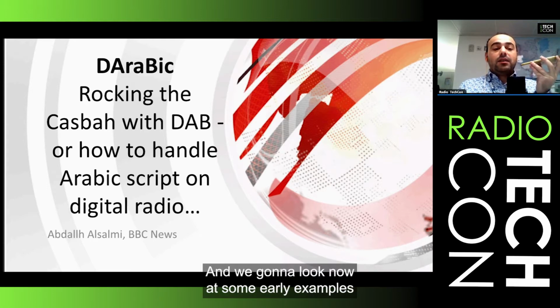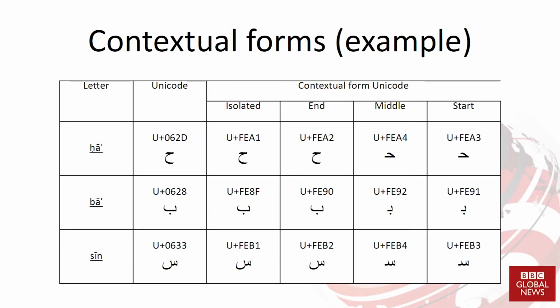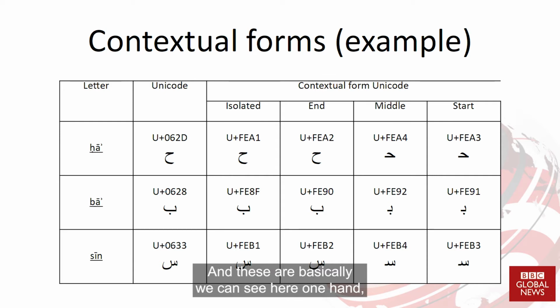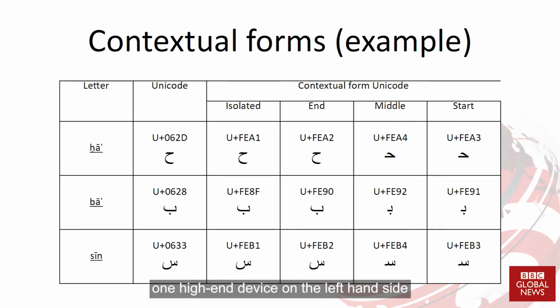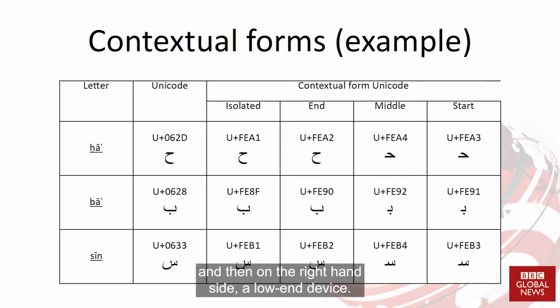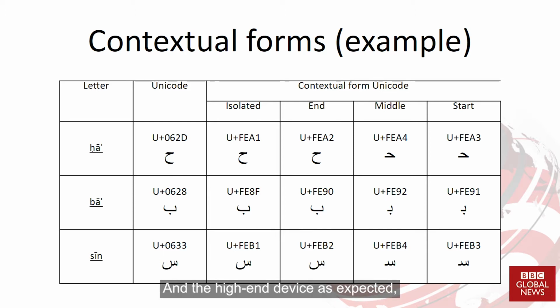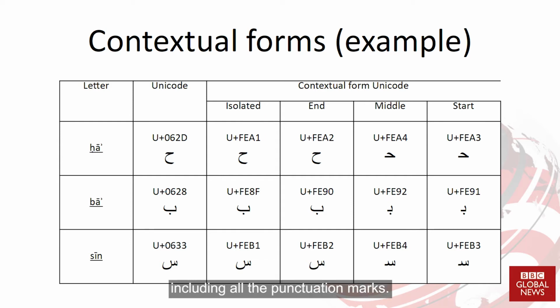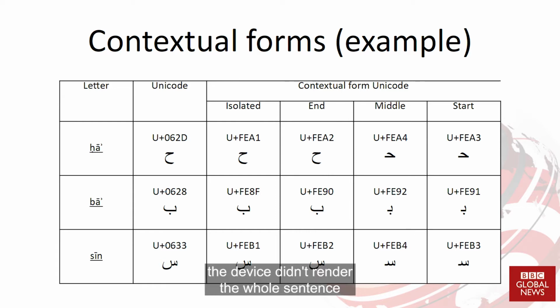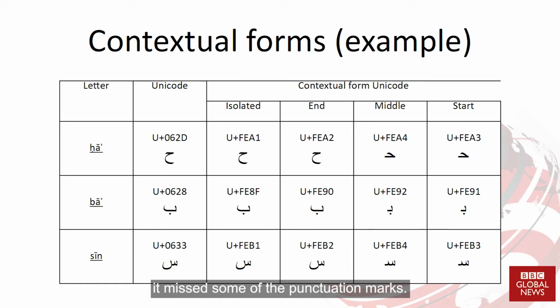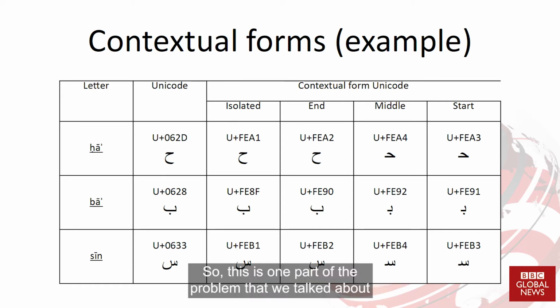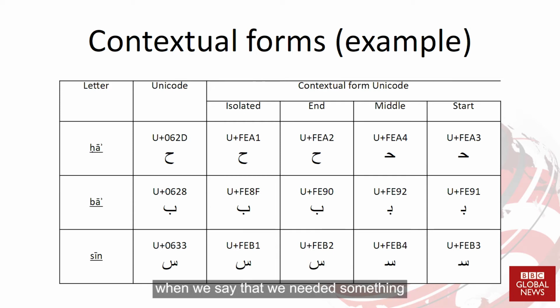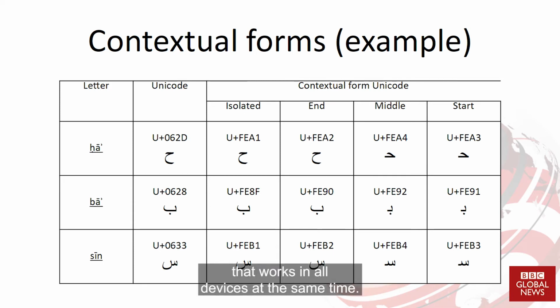And we're going to look now at some early examples of Arabic display. We can see here one high-end device on the left-hand side, and on the right-hand side, a low-end device. The high-end device, as expected, renders the Arabic script very well, very clear, including all the punctuation marks. But on the other side, we can see that, first of all, the device didn't render the whole sentence. And on top of that, it missed some of the punctuation marks. So this is one part of the problem that we're talking about when we say that we needed something that works in all devices at the same time.